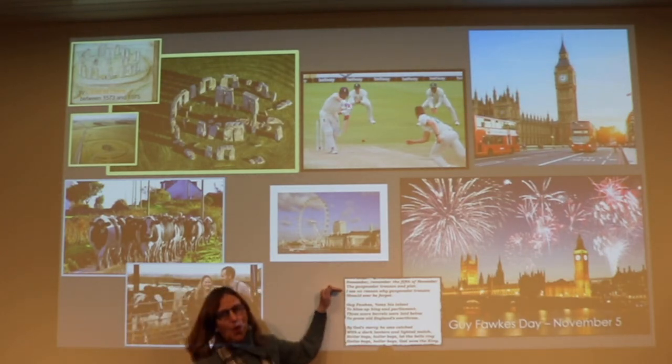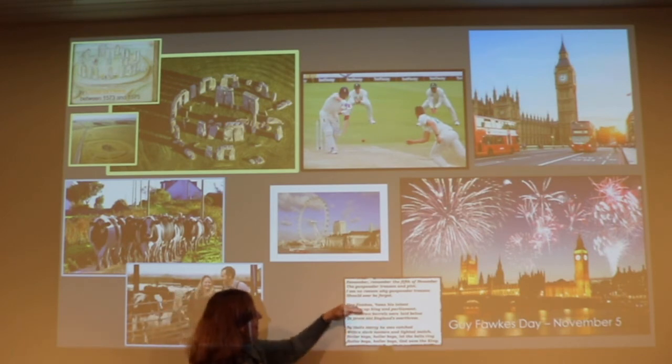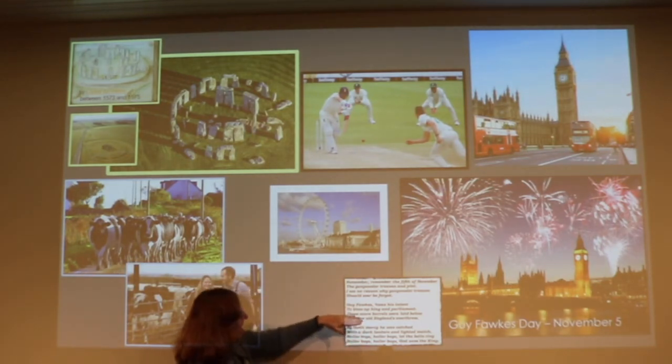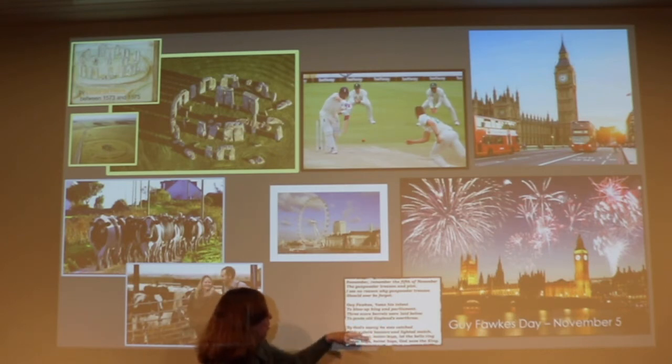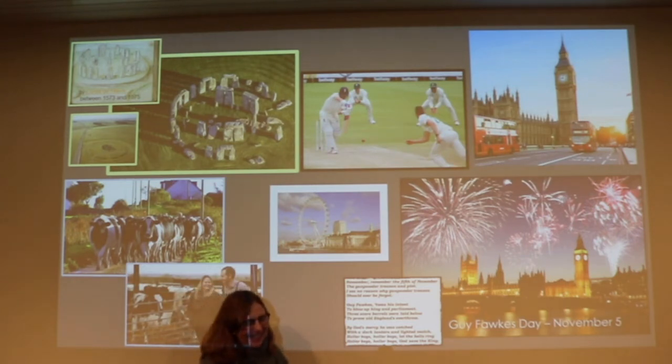poem. Remember, remember, the 5th of November, the gunpowder treason and plot. I see no reason why gunpowder treason should ever be forgot. Guy Fawkes, 'twas his intent to blow up king and parliament. 70 barrels were laid below to prove old England's overthrow. But by God's mercy, he was catched with a dark lantern and a lighted match. Holler, boys, let the bells ring. Holler, boys, God save the king.